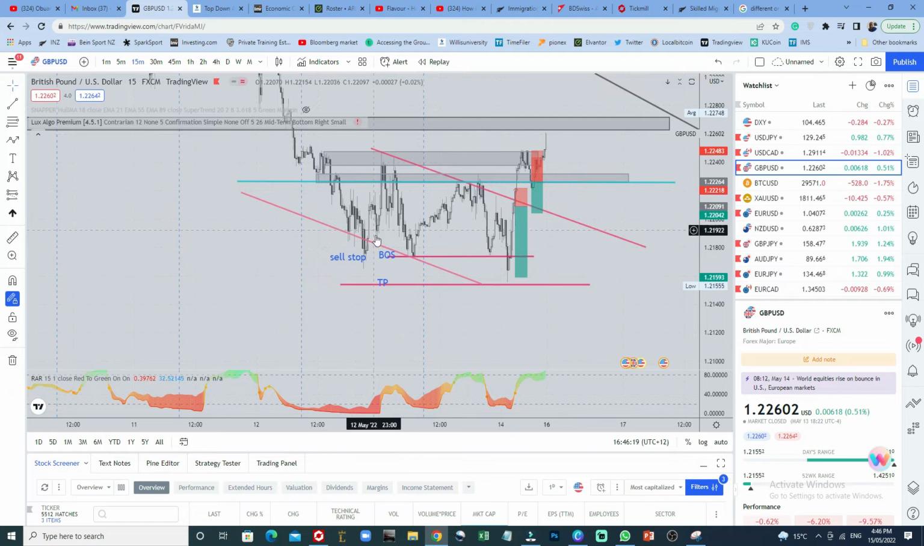I identified the trend here. You can see a pattern here. I drew these two lines, right?